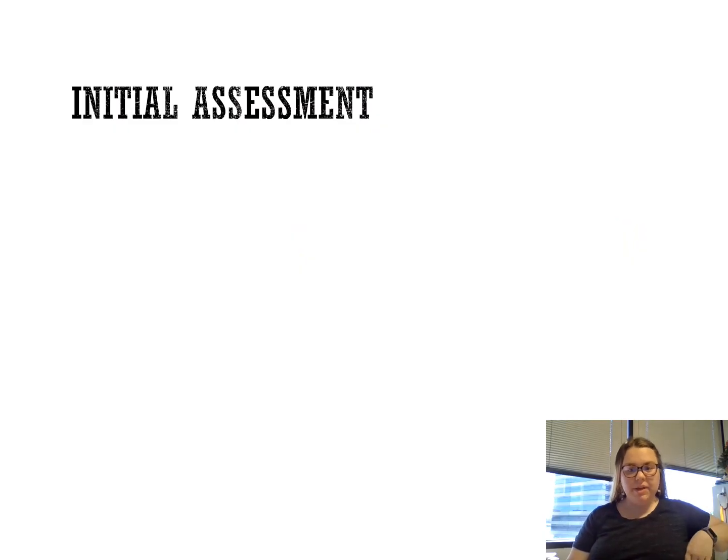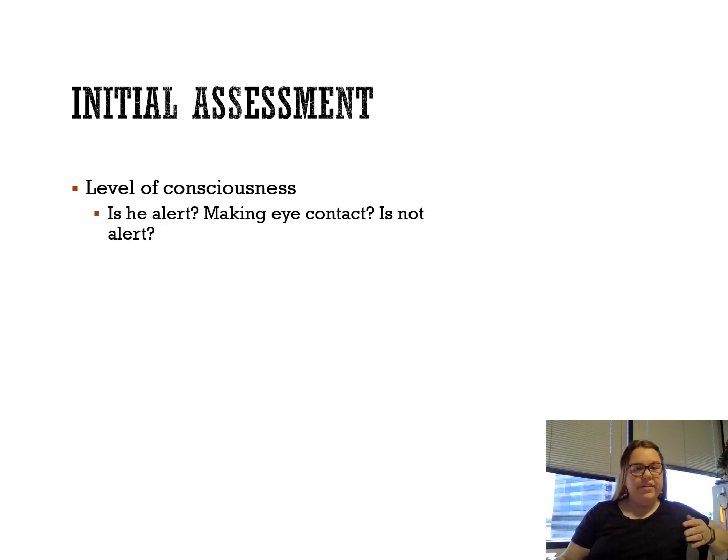So let's talk about the initial assessment. Just by walking into your client's room, you're going to be able to tell their level of consciousness, because you're going to start thinking of certain questions. Are they alert? Are they making eye contact with me? Like we talked about last week, when I walked into the room, you guys automatically looked at me up and down. You made eye contact with me, some of you, but you initially looked at me.